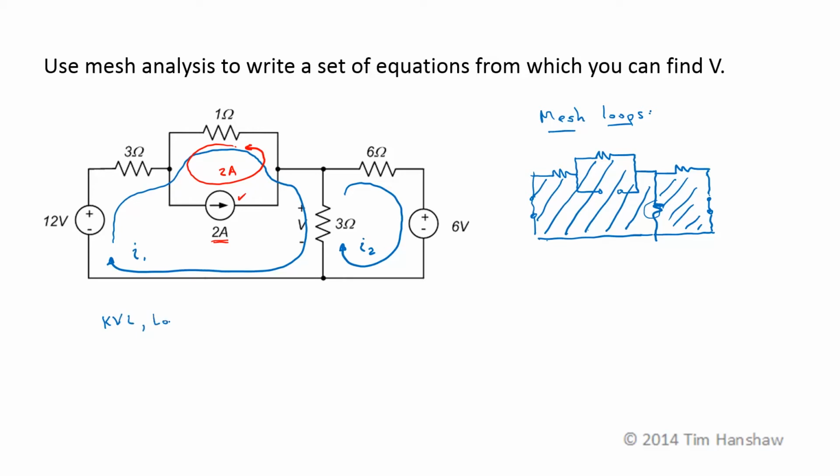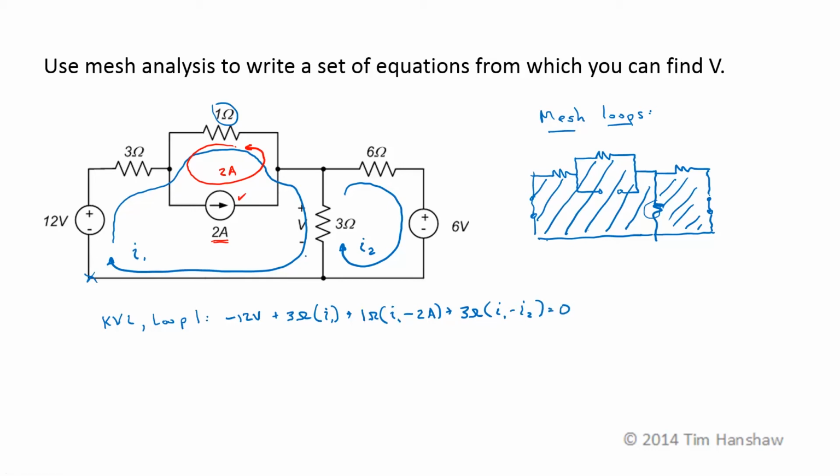KVL around loop 1. If I start down here at the lower left-hand corner, it's negative 12 volts plus 3 ohms times whatever current is going through that. The only current is the mesh current I1, plus, moving on to this 1 ohm resistor, 1 ohm times I1 is going through that resistor, and the 2 amp constrained loop is going through that resistor as well, but it's in the opposite direction, so it's got a negative contribution. Plus, now the contribution from the 3 ohm resistor, 3 ohms times (I1 minus I2) is equal to 0.